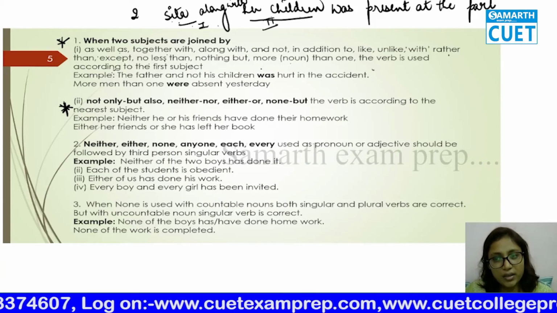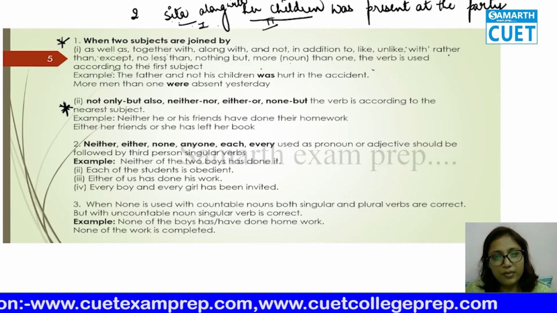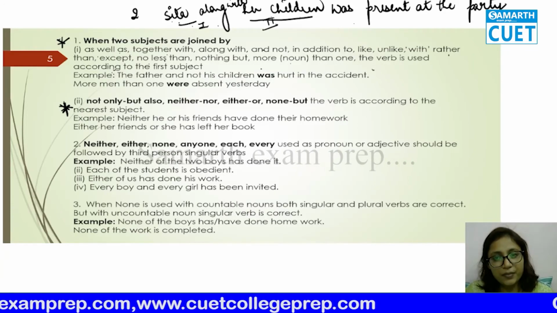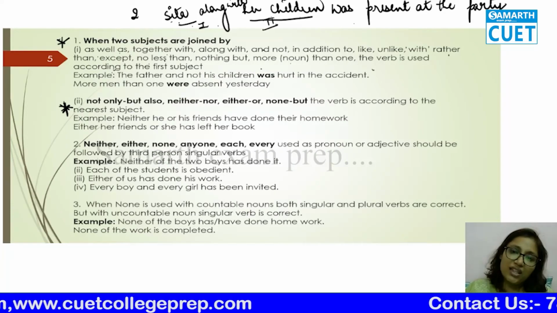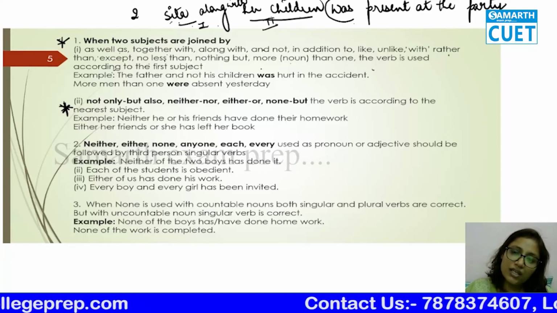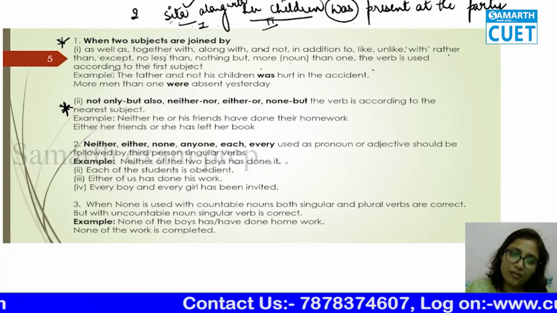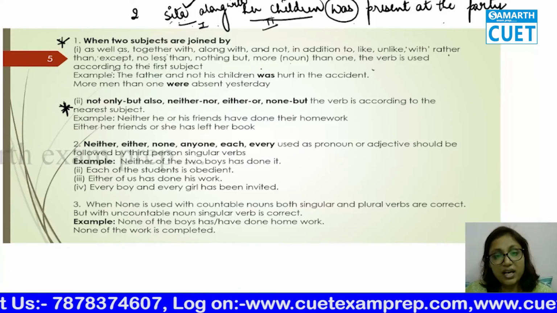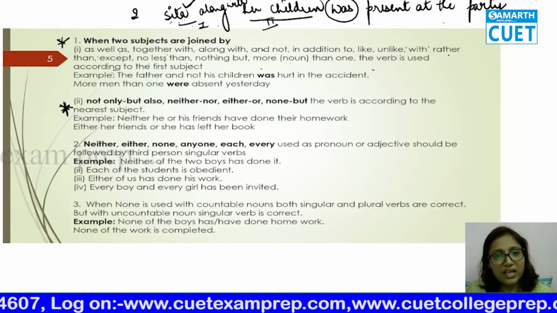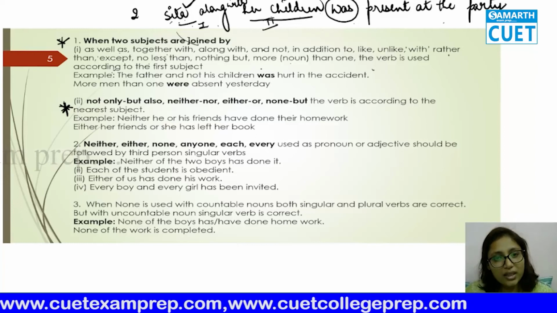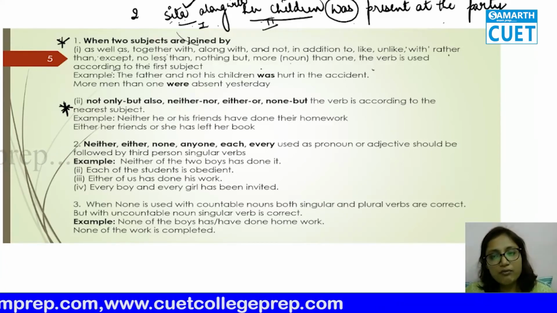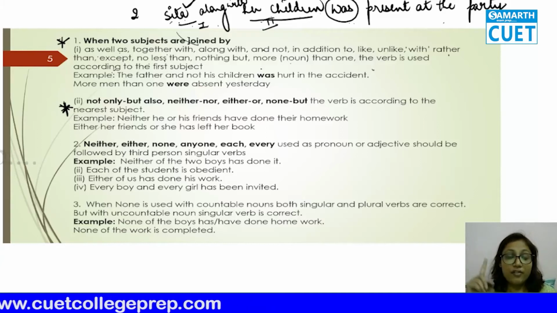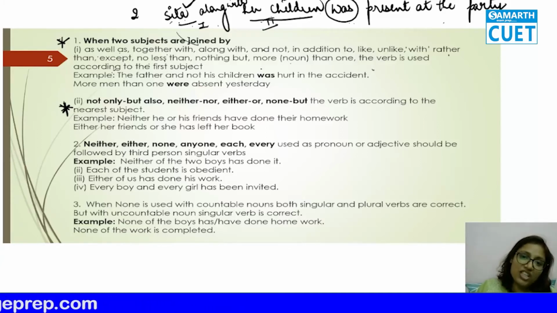Okay, like I told you, for a helping verb, for plural we take were, for singular we take was. Sita was present at the party. So this was is in accordance with the first subject. Understood? But if we say "her children along with," that means children along with their mother Sita were present. So the verb is coming according to the first subject. Whichever subject we put first, the verb will be according to that.